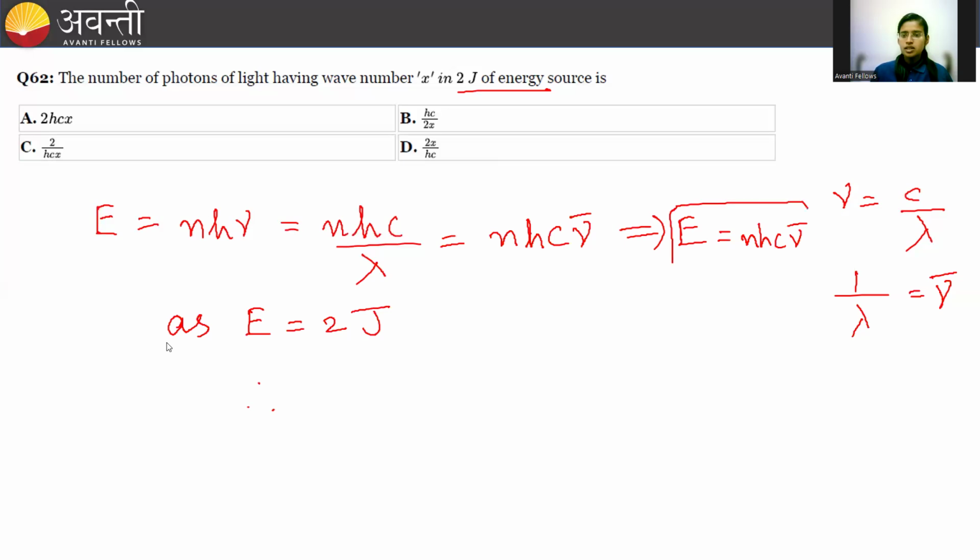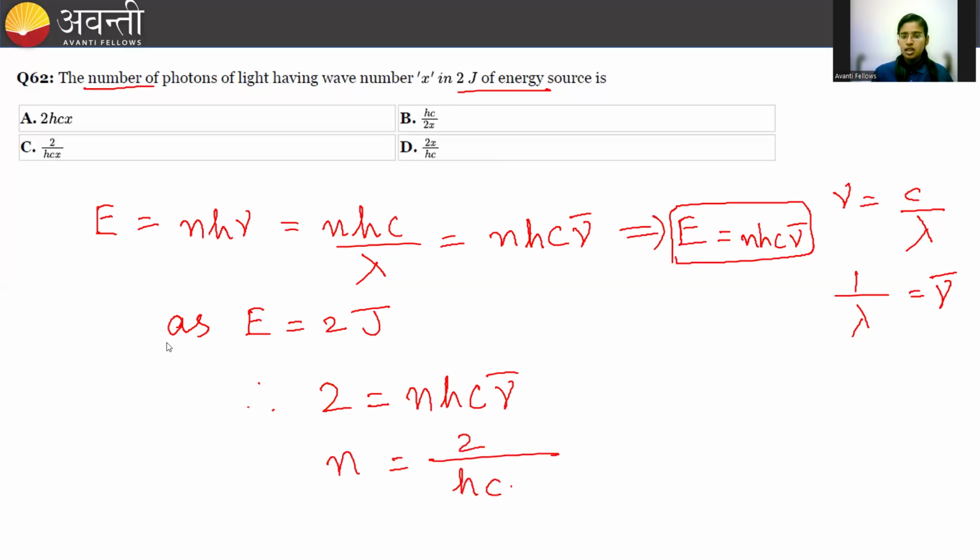So now in this formula, I have to substitute the E value as 2. Therefore 2 is equal to N into h c into nu bar. But we are asked to find the number of photons of light, meaning the N value we have to find out. So therefore N is equal to 2 divided by h c into nu bar, which is equal to 2 divided by h c into x.